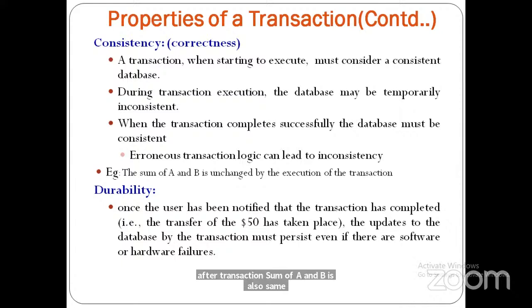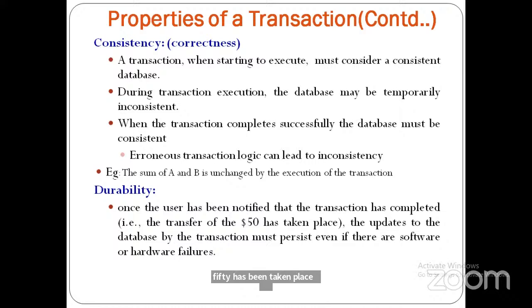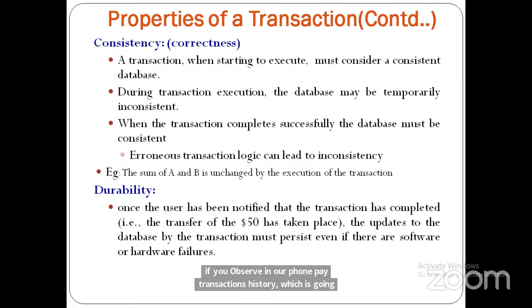Durability. Coming to durability, the database after doing the transactions will not be changed. Once the user has been notified that the transaction is complete, that is, the transfer of 50 has taken place, the updates to the database by the transaction must persist. Even if there is a software or hardware failure, the data will not be lost. If you observe our PhonePe transaction histories, we cannot delete those histories, right? So we call it durable.